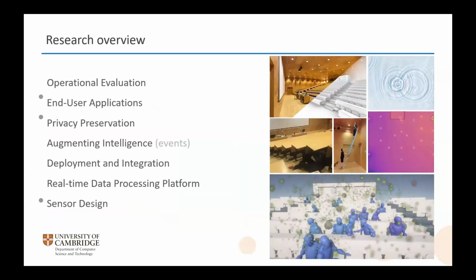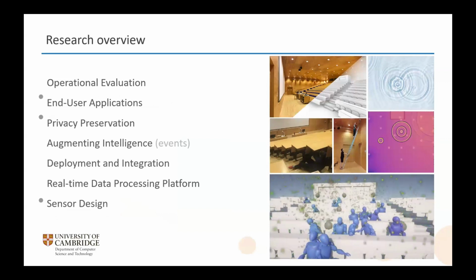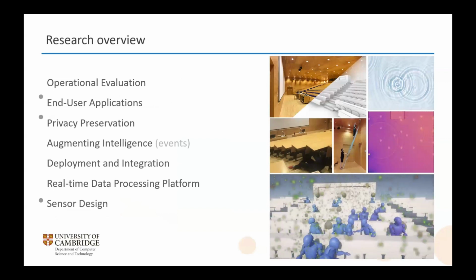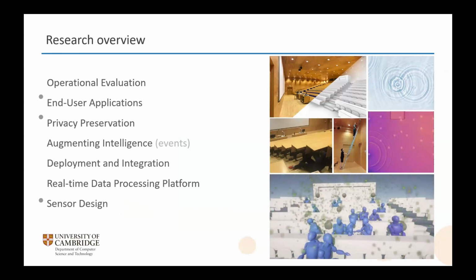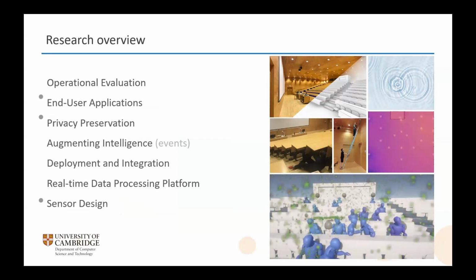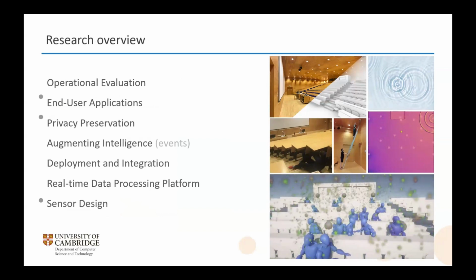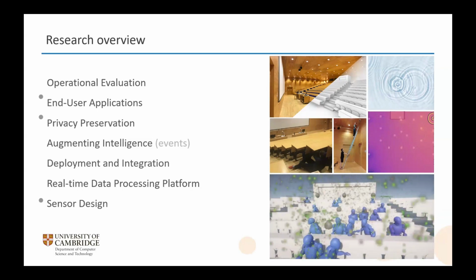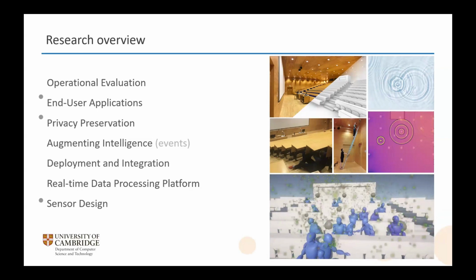So my general research overview, right? We do a bunch of work on sensor design, on real-time data processing platforms. How do we integrate sensors into this real-time platform? How do we acquire sort of augmented intelligence from all this data by focusing on specific events that happen across the building? We do a lot of work on privacy preservation, obviously, to make sure that the systems we build are actually not privacy leaking at all, and therefore do not violate anyone's privacy.